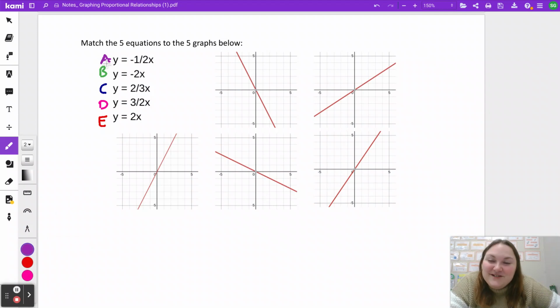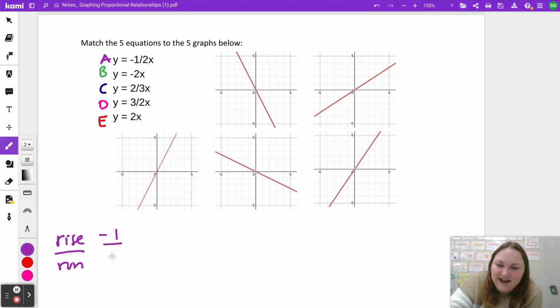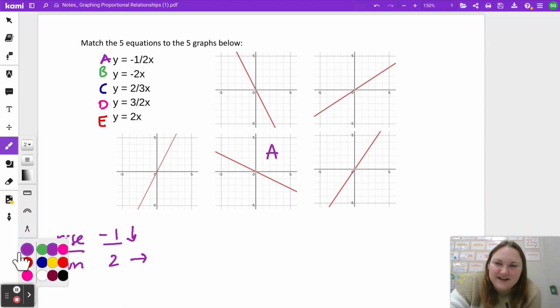For the first equation, y equals negative 1/2 x, I'm using that slope of negative 1/2 to help me. My slope is negative 1/2. I can see that that means my rise is -1, so I'm going down 1 box and over 2. Which one of these graphs is going down 1 box and over 2 boxes? That would be this one right here.